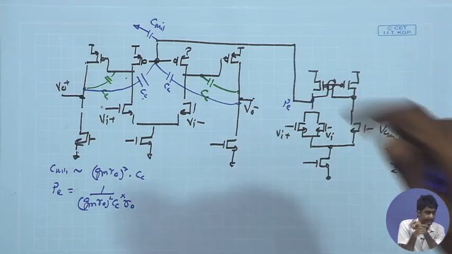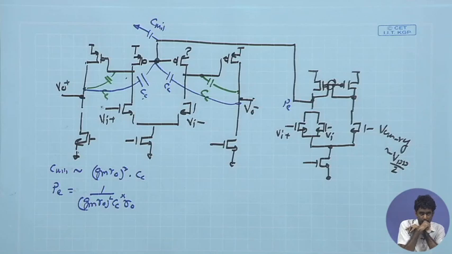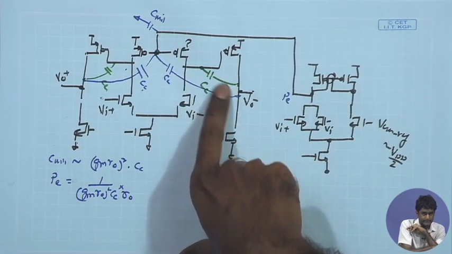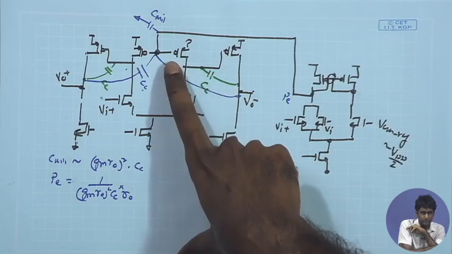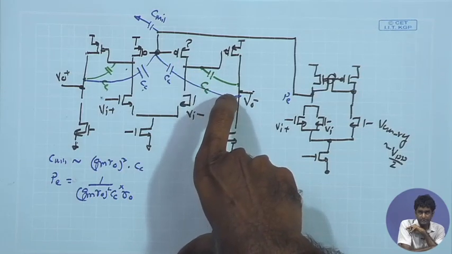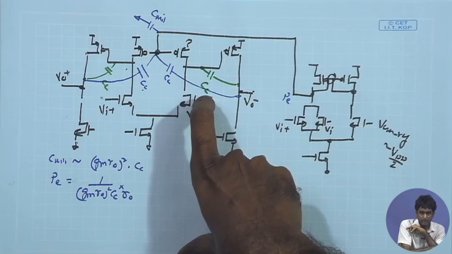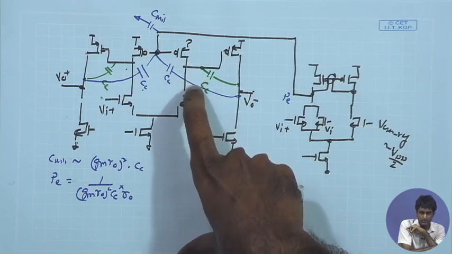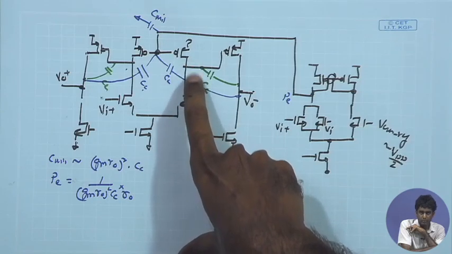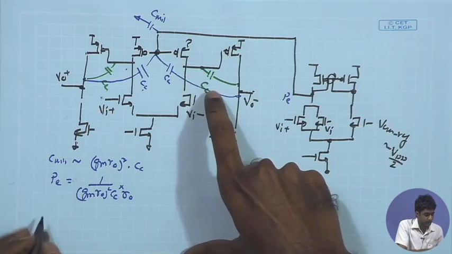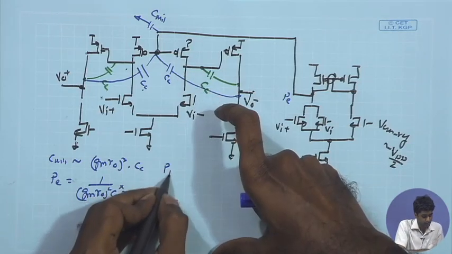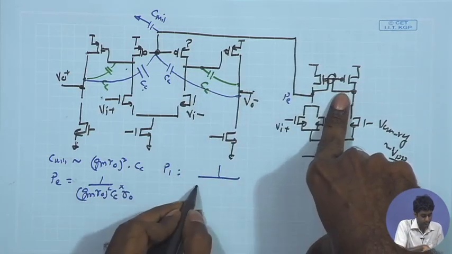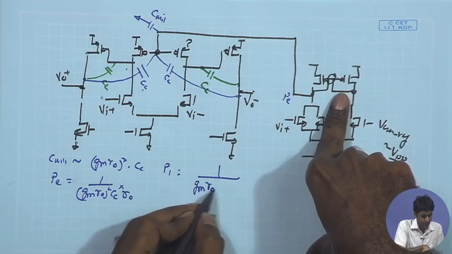But in this case, if I look at the overall common mode loop, this Cc is still going to come into picture between the output of the first stage and the output of the second stage, which is again going to have a Miller multiplication, and as a result this is also going to be another pole over here, which I can call P1, which is going to be given by Gm Ro times Cc.